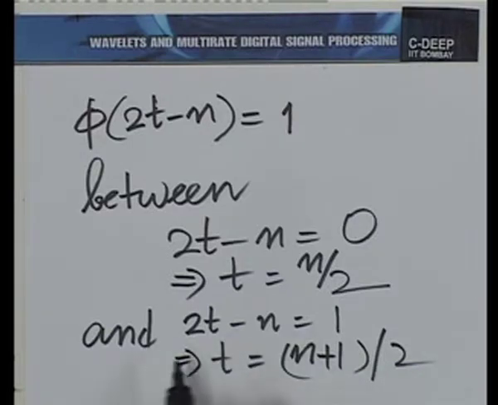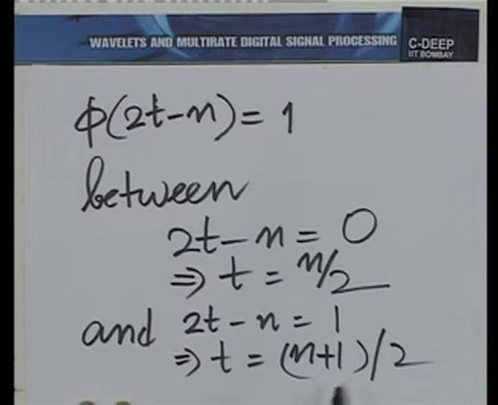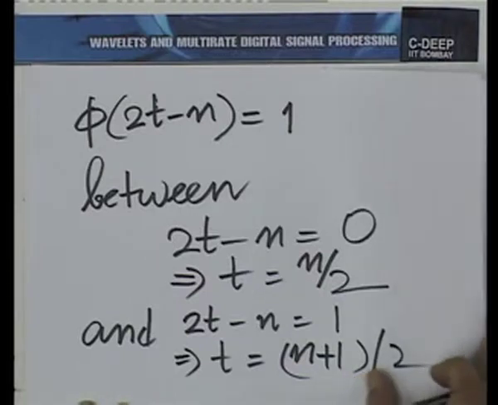So, for example, phi 2 t minus 1 is going to be 1 between 1 by 2 and 2 by 2, half and 1, and that agrees with what we just wrote down. Good.